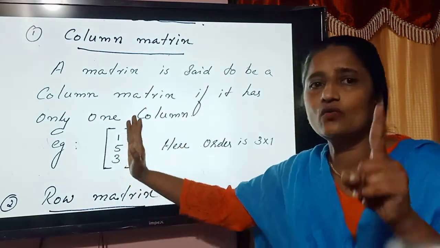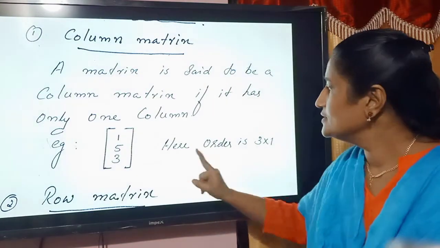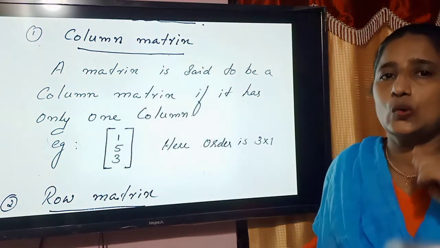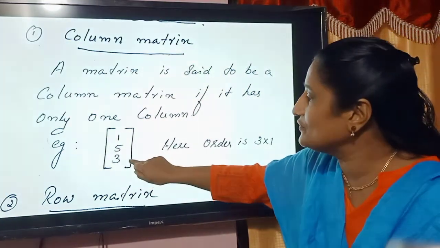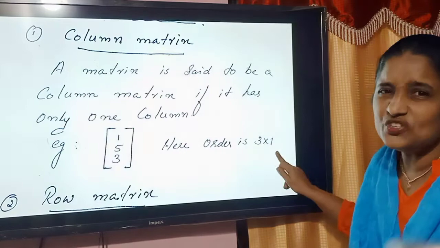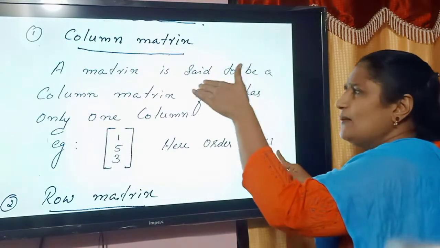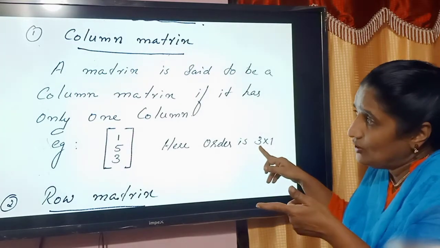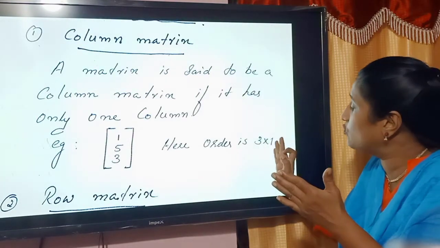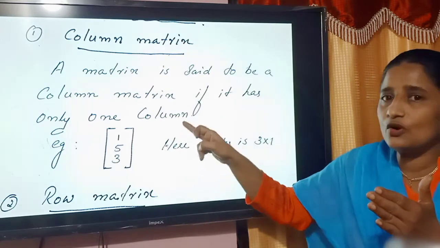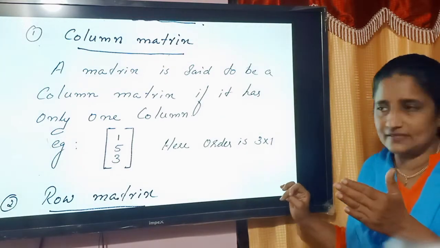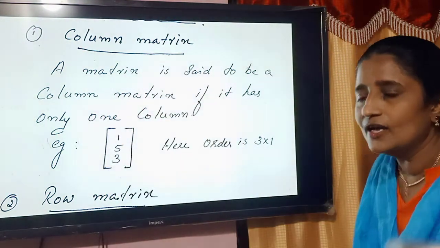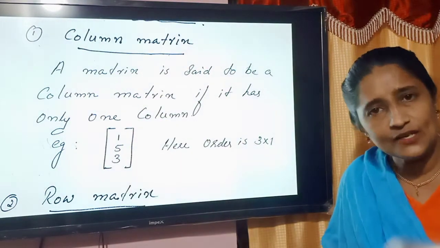Clearly we can see how many columns are there? One column. So, how many rows are here? Can you say the rows? 1, 2, 3. 3 rows. So can you say the order of this matrix? 3 by 1. In general, a column matrix always has the number of columns as 1, and the number of rows is the number of elements. Here the number of rows is 3, number of columns is 1. So the order of the matrix is 3 by 1.